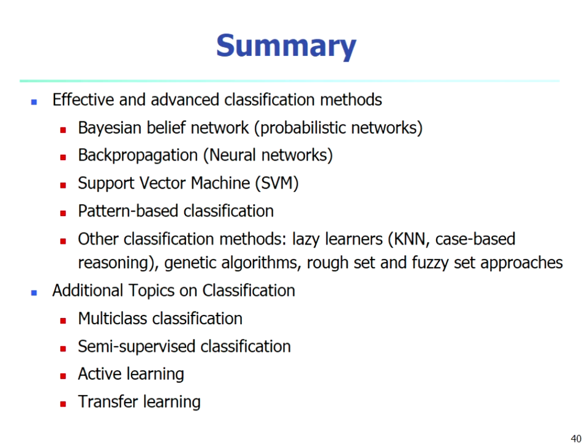This is the summary of our chapter. In this chapter we discussed effective and advanced classification methods: the Bayesian belief network, the backpropagation neural networks, the support vector machines, the pattern-based classification or associative classification, and other classification methods like lazy learners, for example KNN, genetic algorithms, rough set and fuzzy set approaches. Additional topics are also discussed in this chapter: multi-class classification and semi-supervised classification, where we discussed self-training and co-training, active learning and transfer learning.